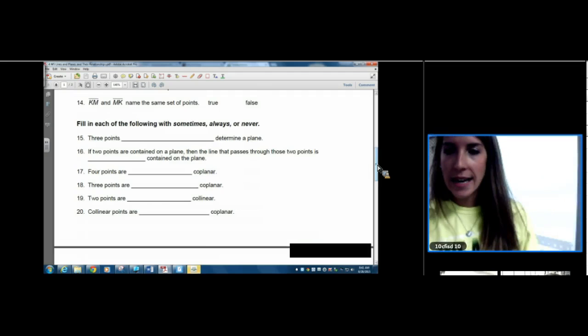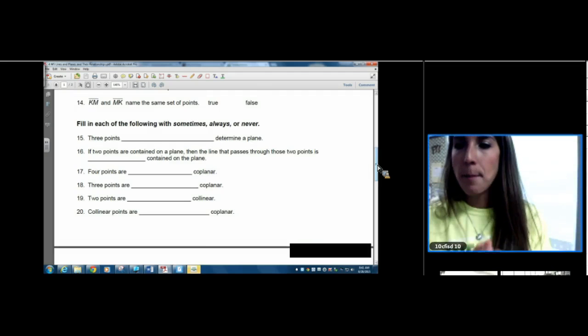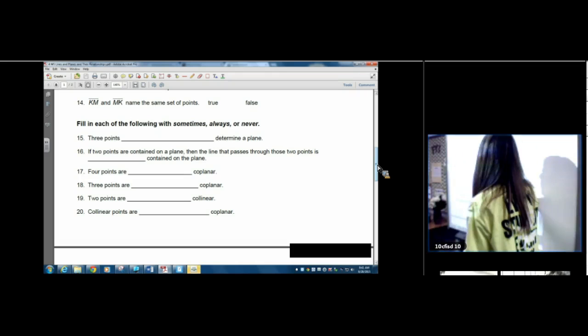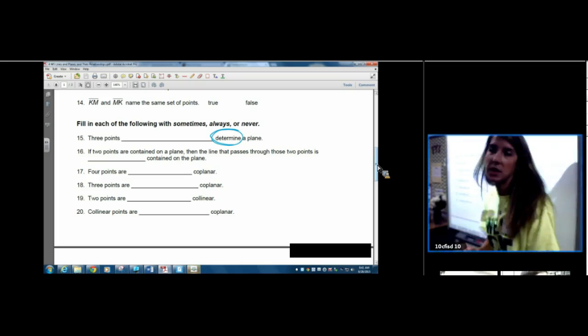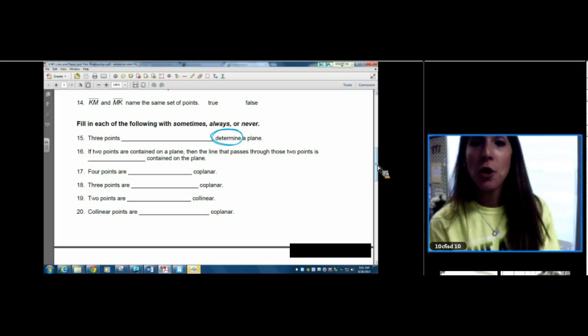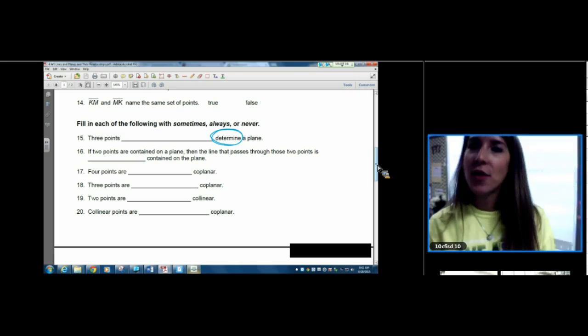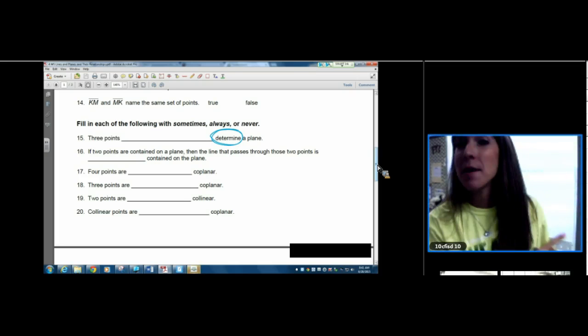Okay, the last one, I skipped it, was 15. 3 points blank determine a plane. This word is the most important word in that sentence. Now, I told you that 3 points are always coplanar. I said any 3 points are coplanar, and I'm sticking by that statement.